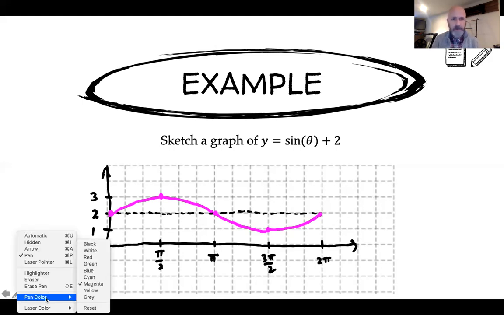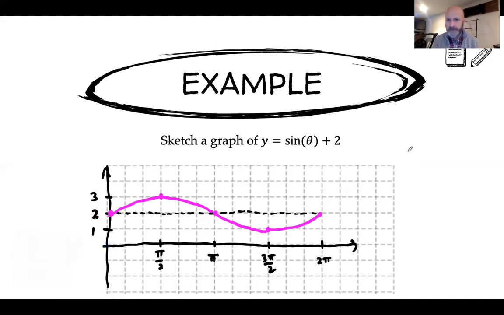One last thing I'll point out is that for this graph, the domain is still all real numbers, though I'm just graphing it on an interval from 0 to 2 pi. And the range is no longer -1 to 1. Both of those endpoints have increased by 2 because I added 2 to the y values. So the range is from 1 to 3 inclusive.